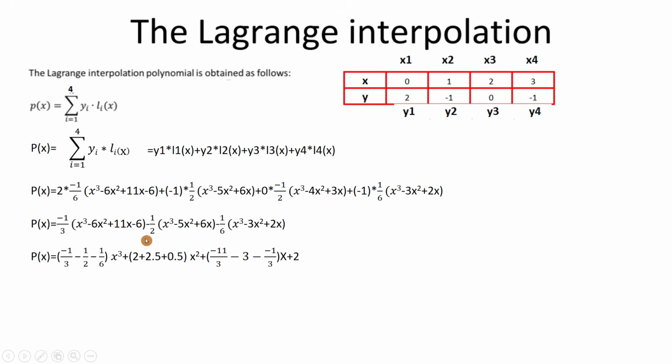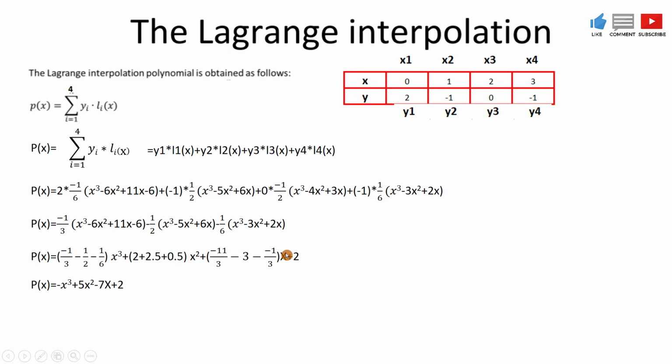Sum up the coefficients for all x cubed terms, and sum up the coefficients of all x squared, which will be 2 plus 2.5 plus 0.5. Also sum up the coefficients for the x terms, and we have just 2 as a constant. Okay, the result of the summation for the coefficient of x cubed is minus x cubed, the sum of the coefficients of x squared is equal to 5, and the sum of the coefficients for x is equal to minus 7, and write the 2 as a constant. That is the final polynomial function for these points.